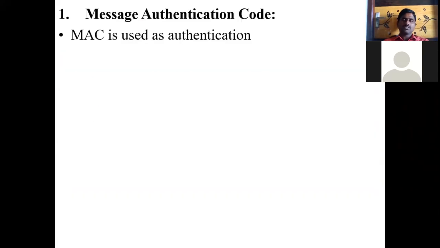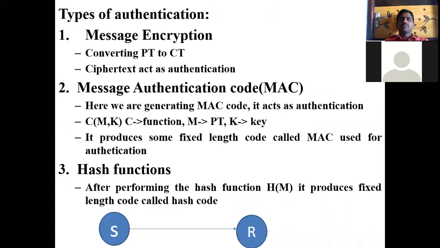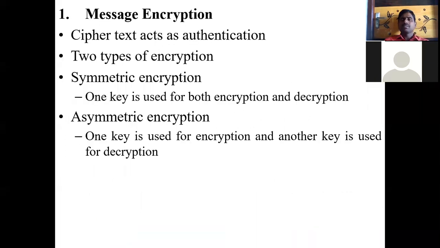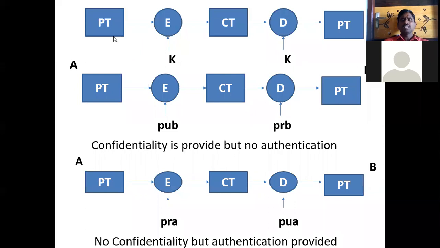So in today's class, we have seen types of message authentication. In that, we have three types. One is message encryption, second one is message authentication code, third one is hash functions. In the first one, the message encryption can be done in two ways. One is symmetric, another one is asymmetric. In a symmetric, the plain text is encrypted with a key K, and the ciphertext is decrypted with the same key K, and then you will get the plain text. That is a symmetric approach.